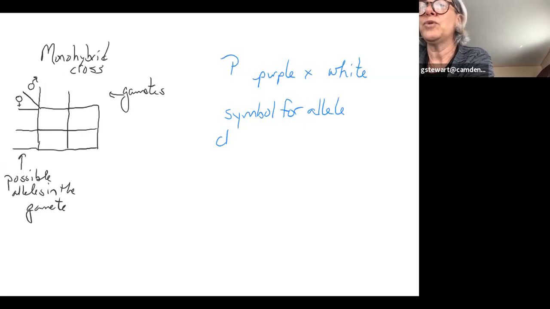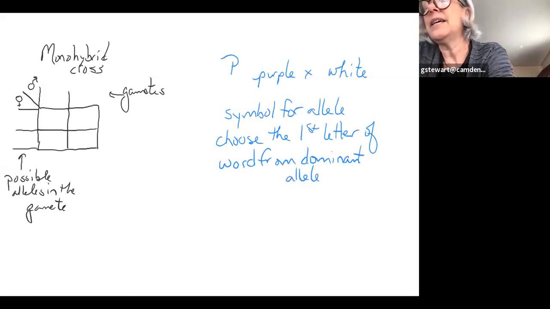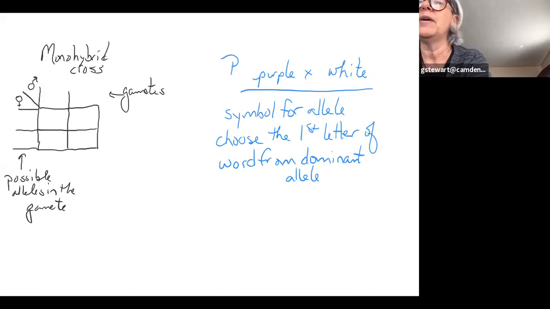We choose usually the first letter of the word from the dominant allele. And this usually works unless our 2 alleles both begin with the same letter. And then a lot of times people will use the first 2 letters. But in our case here, in our example, we already know what is dominant between purple and white.